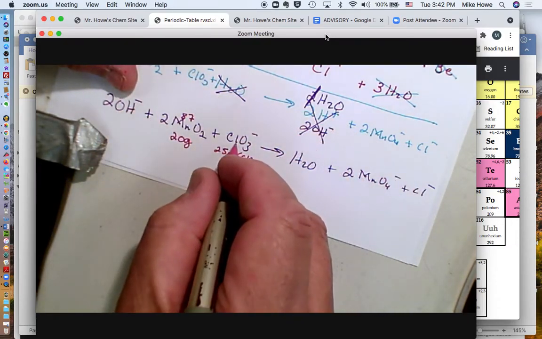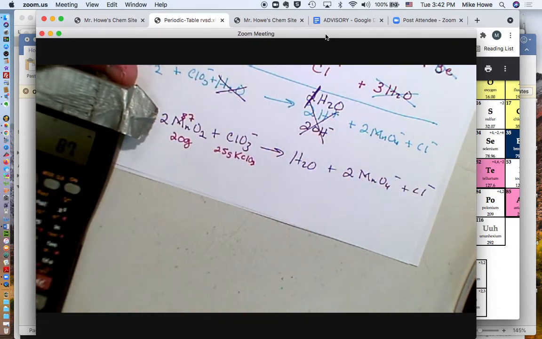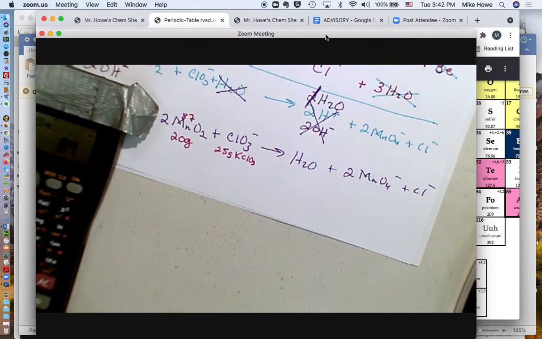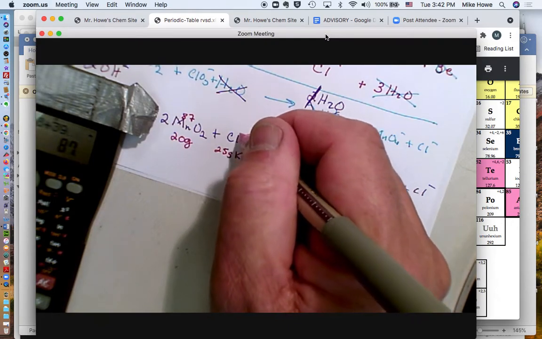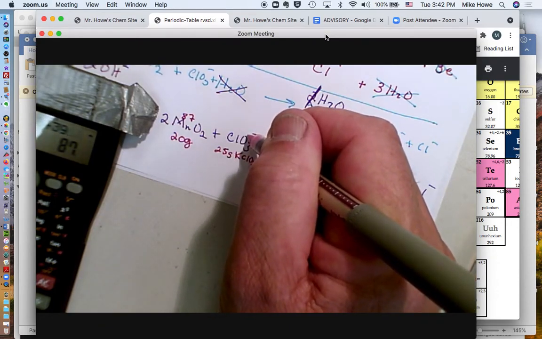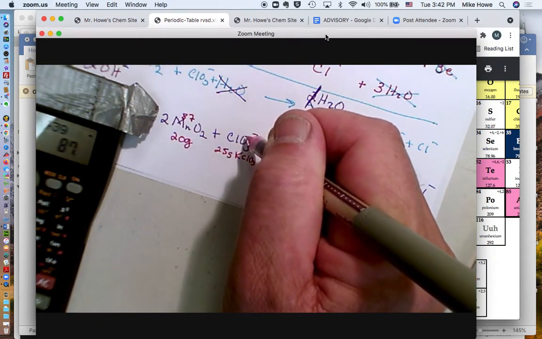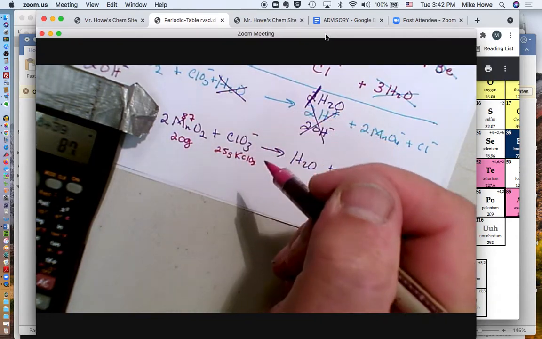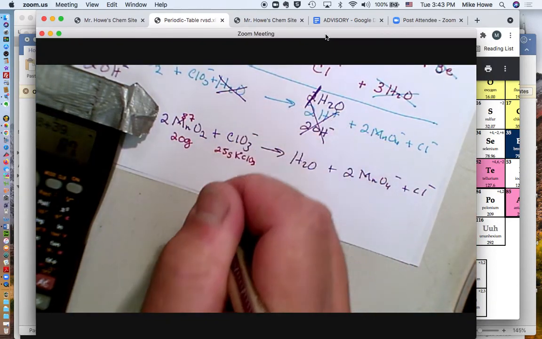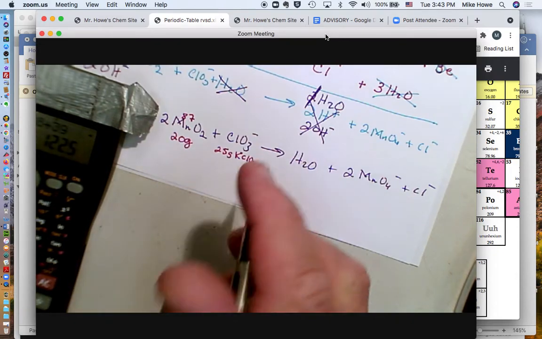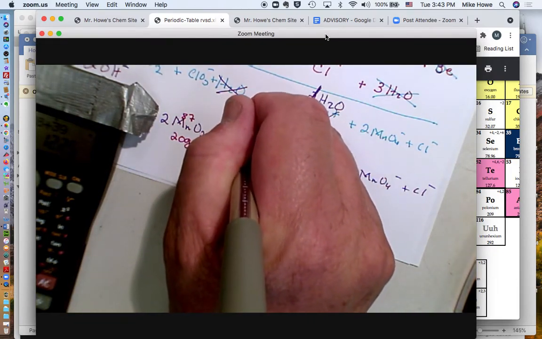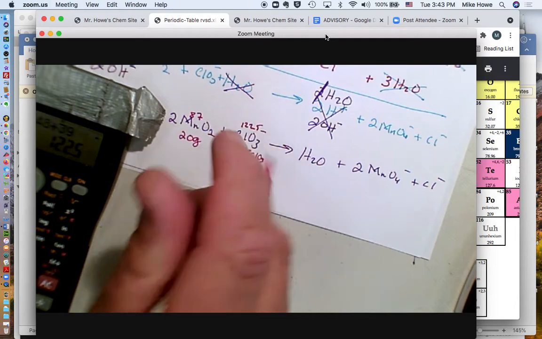And 35.5 plus 48 plus 39. So the 35.5 comes from the chlorine, the 48 comes from 3 oxygens, and the 39 comes from this potassium. So that total formula weight is going to equal 122.5. All right, so we're going to change both of these into moles.